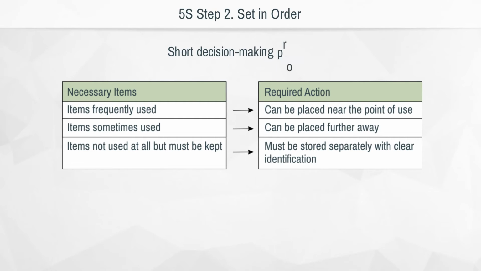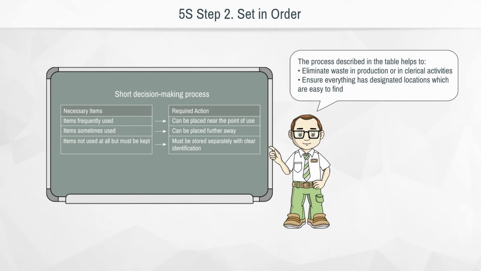Short decision-making process of applying those 2 criteria is shown on this slide. The process described in the table helps to eliminate waste in production or in clerical activities and ensure all materials, tools, and equipment have designated locations, which are easy to find.